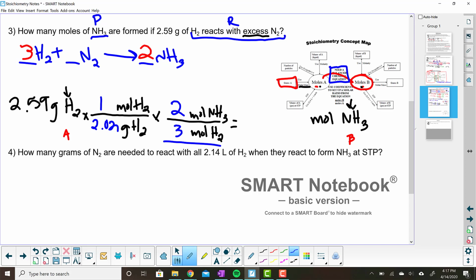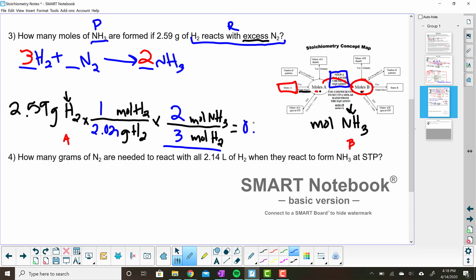So we multiply across the top and we divide by everything that's in the bottom. When you do that, you get 0.855 moles of NH3. And that's my final answer. I just converted from grams of one substance to moles of another substance. Now let's try another one. I'm going to erase my mole map here so that we can use it again.